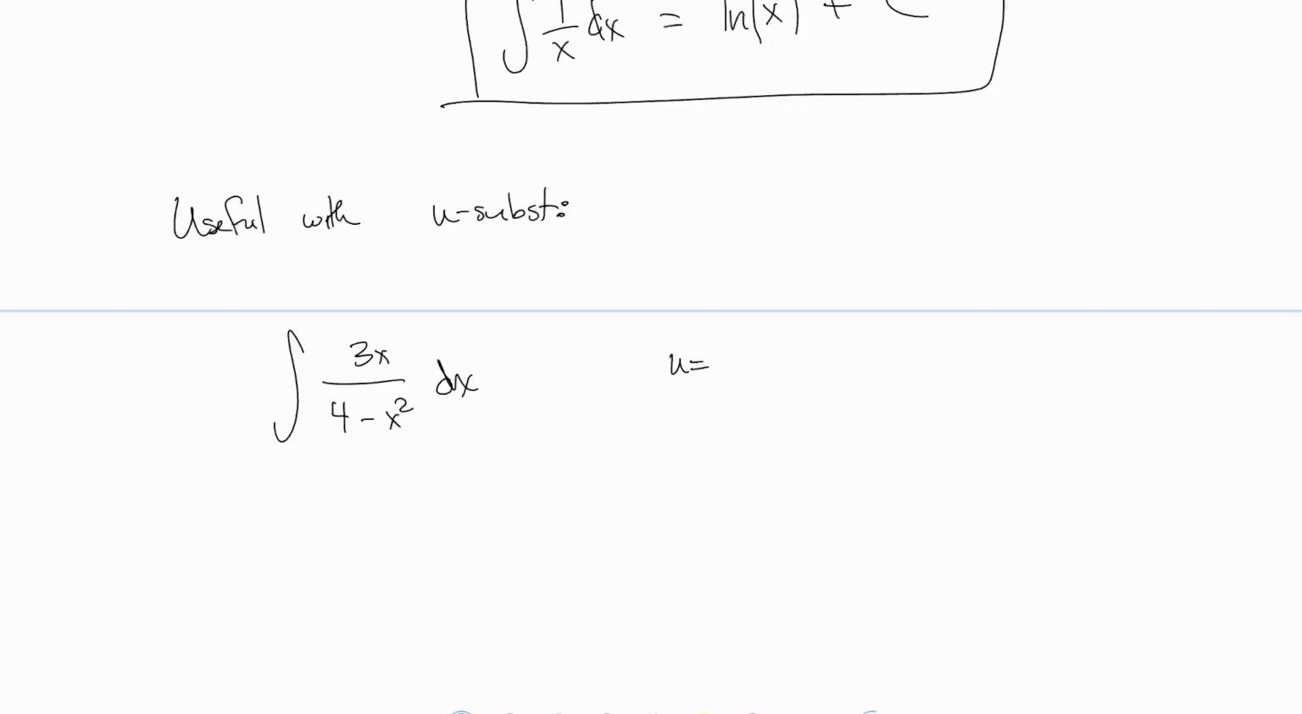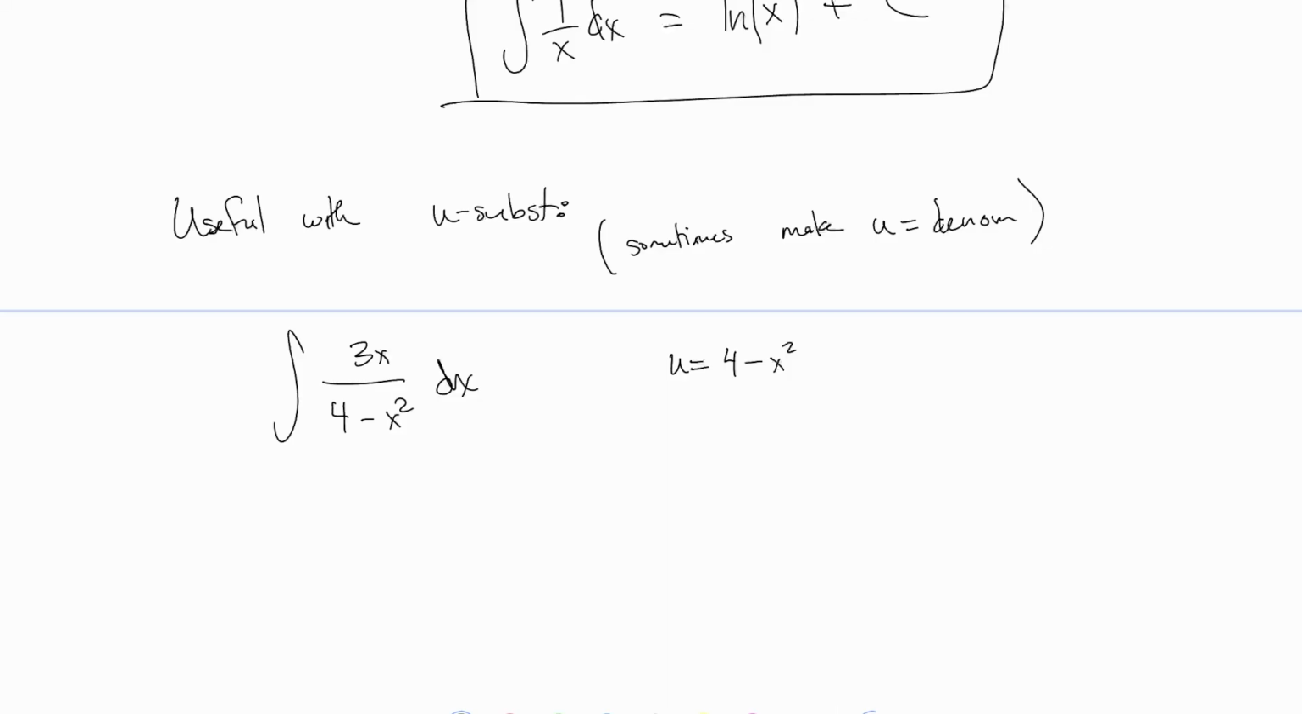Yeah, I suppose you have two choices, right? You could choose the 3x or you could choose the 4 minus x squared. It turns out in examples like this, you want to choose the denominator to be the u. So I will just say sometimes, of course this is not a hard and fast rule, but make u equal the denominator. We will see in this example it's going to work out.